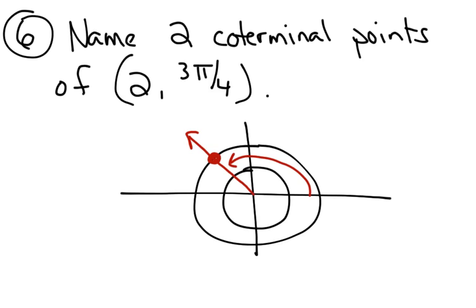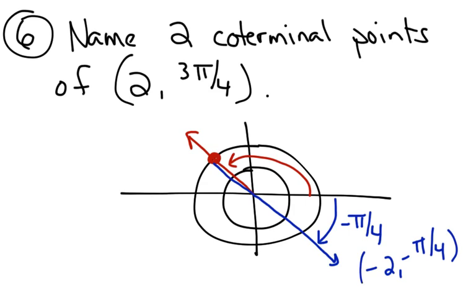So to find a coterminal point, like where would we be in the exact same location? One way of doing it is instead to go this direction, which means I would go negative pi over 4, because you need a reference angle that's the same. And then r would be negative 2 in order to go backwards this direction. So negative 2, negative pi over 4 would be a coterminal angle.